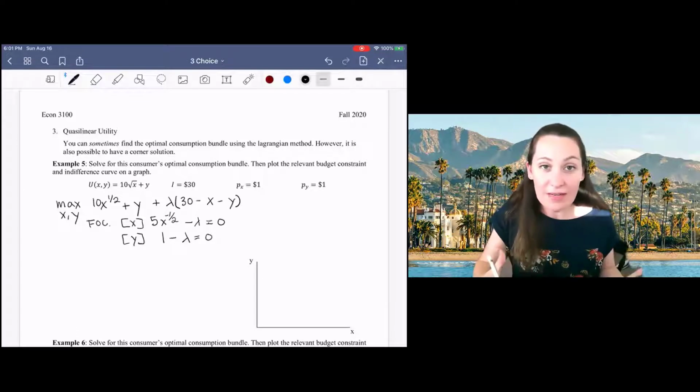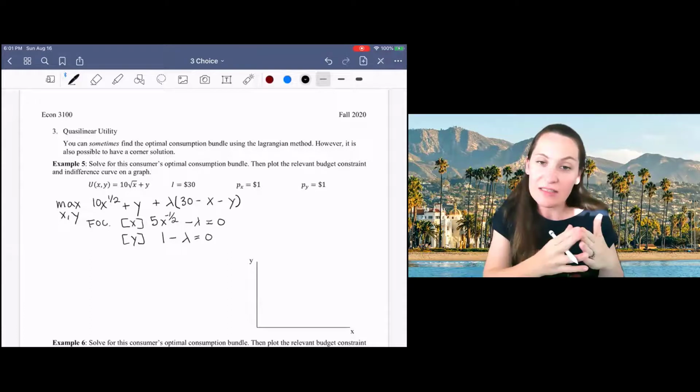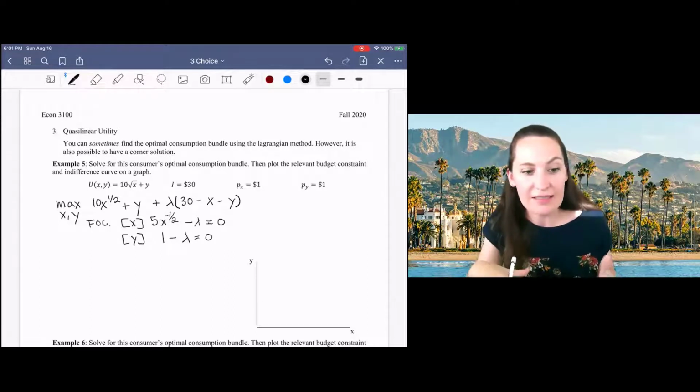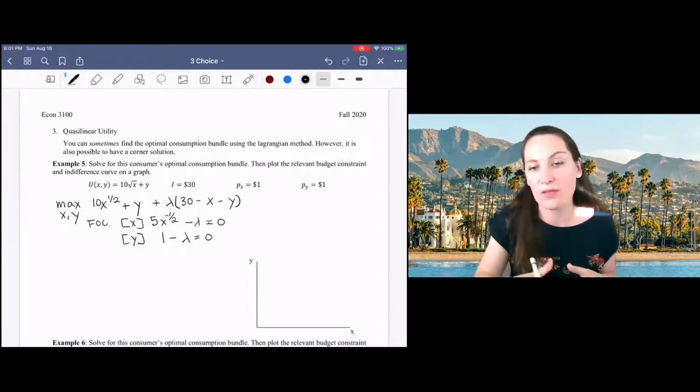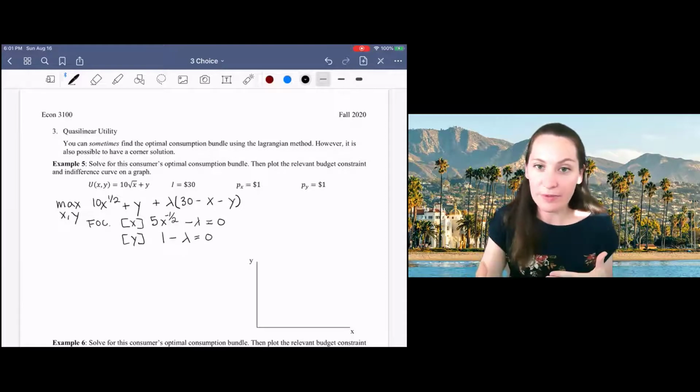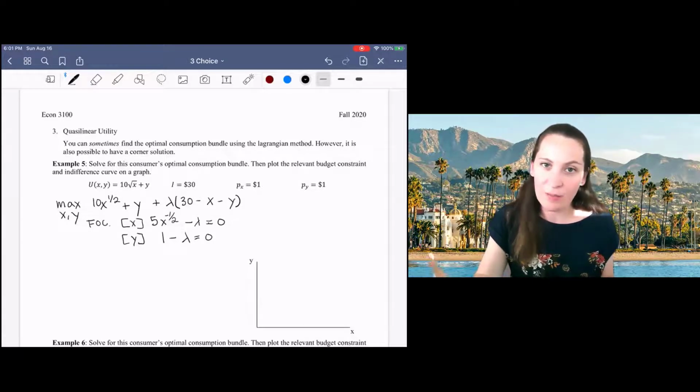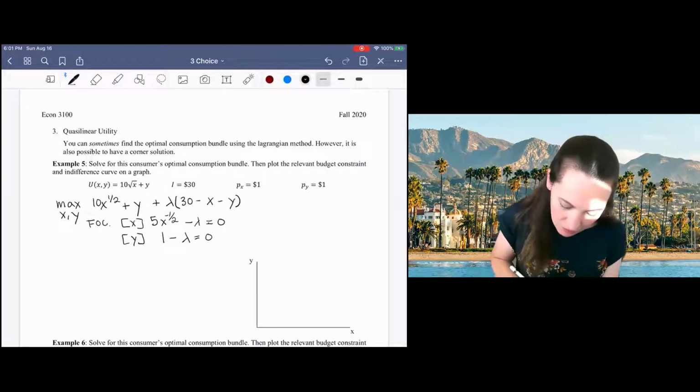So really what I'm doing here is optimizing over x, right? Because I've got this nice decreasing marginal utility for x, but I've got constant utility for y. So what I'm going to do is choose the optimal amount of x to consume and then spend the rest of my money on y. This actually kind of simplifies things a little bit. When I combine these two first order conditions, you'll see what I mean, right?